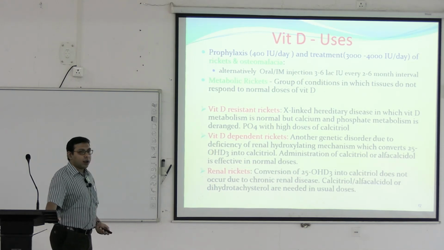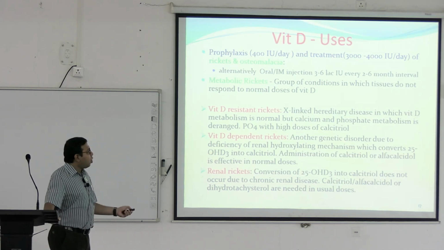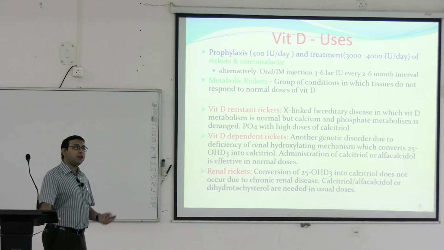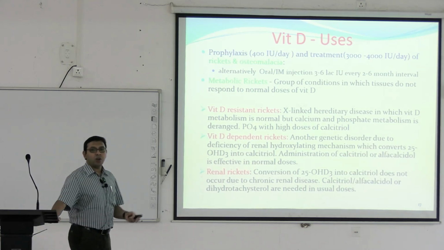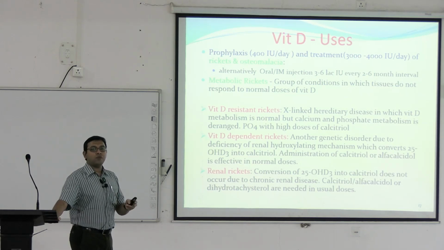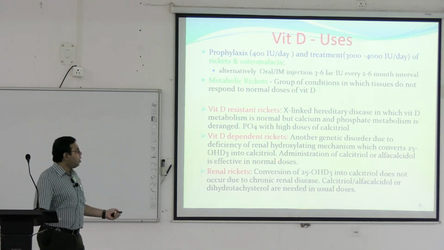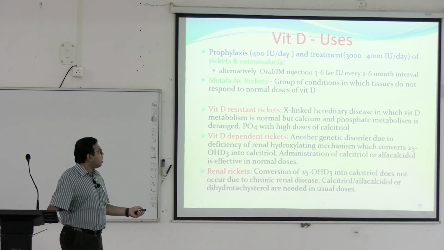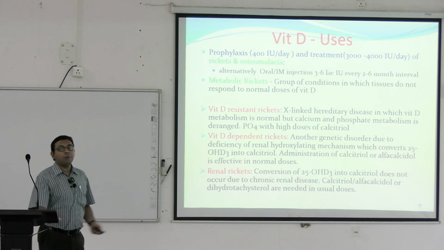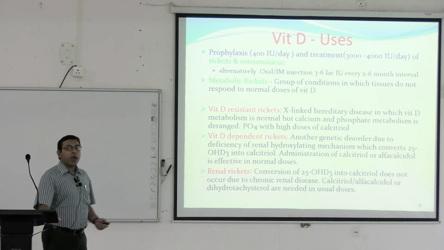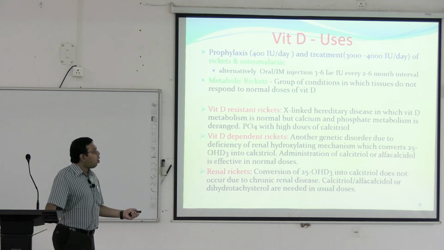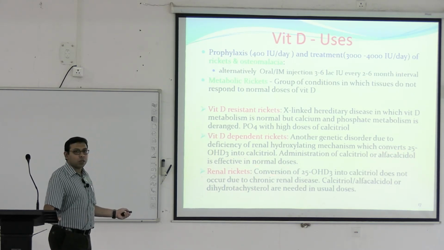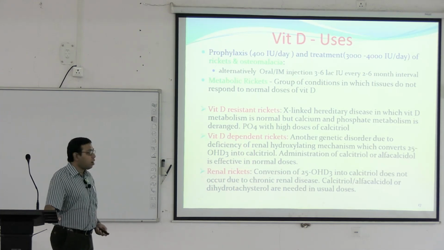Vitamin D dependent rickets is another genetic disorder where there is deficiency of the renal hydroxylating mechanism. We have seen that there will be 1-alpha hydroxylation, so that 1,25 dihydroxy vitamin D3 is formed. This hydroxylating mechanism is deranged, so 25 hydroxy D3 cannot be converted to calcitriol. So we have to administer calcitriol or alpha calcidol, the active form, which is effective in normal doses.